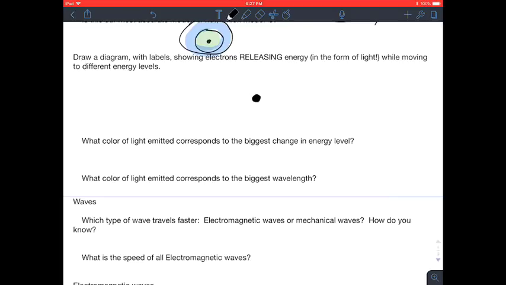Okay, those circles suck. Let's redo this. That's not much better, but whatever.